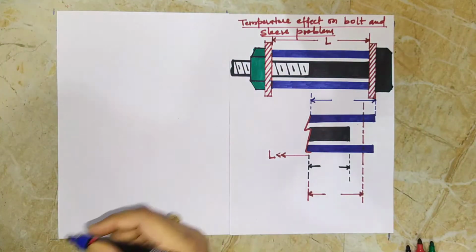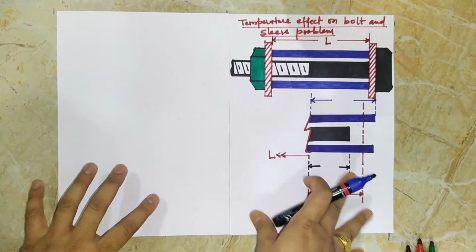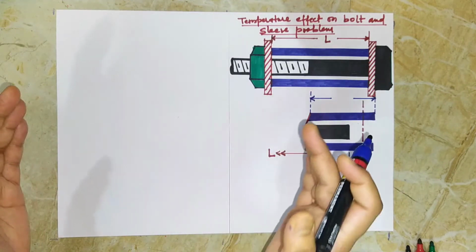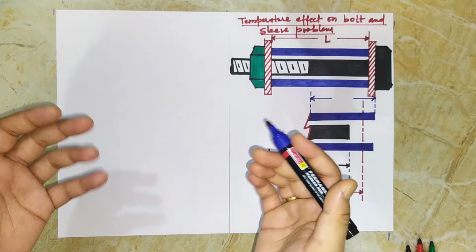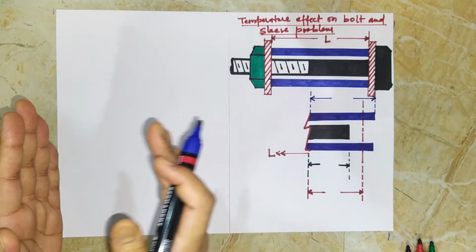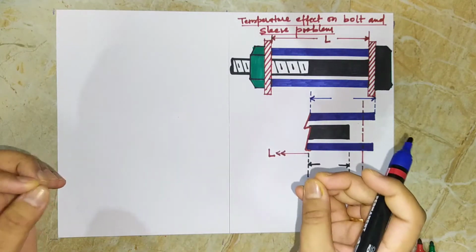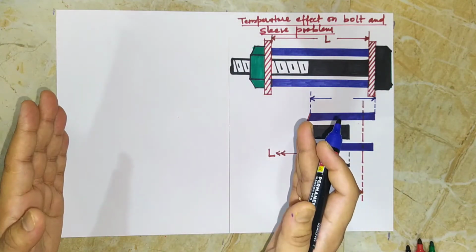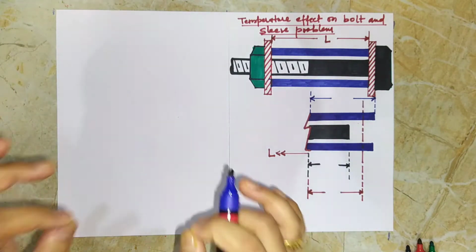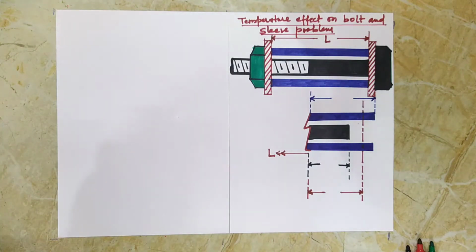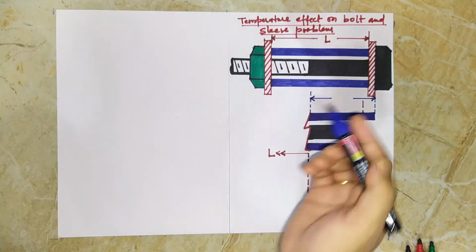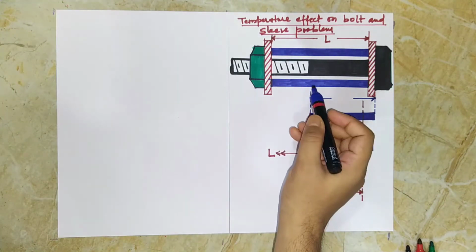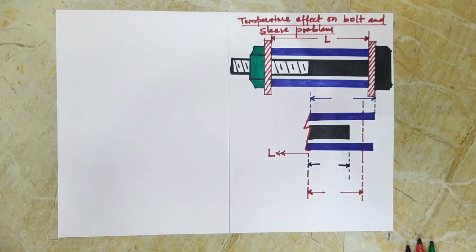Now let us first understand what is thermal expansion. When we heat a body, it has a tendency to elongate based upon its coefficient of thermal expansion. If the body is held free, it will elongate and no thermal stresses will be set up. But if there is something restricting the body from freely expanding, obviously stresses will be set up in the body. So we'll study this problem of a statically indeterminate structure with the help of this sleeve and bolt assembly.